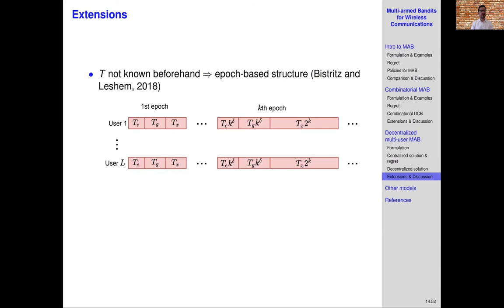Now let me talk about several extensions. One interesting extension is when the time horizon is not known beforehand. This case is solved by introducing an epoch-based structure where users run exploration, GOT, and exploitation phases in epochs. And the length of these phases are adjusted based on the epoch so that near optimal regret can be achieved without the knowledge of time horizon.